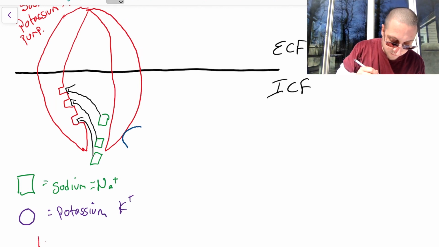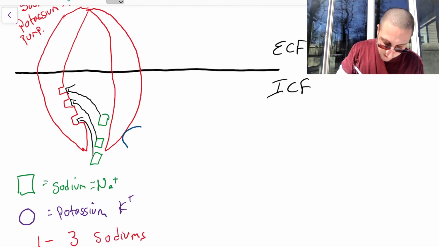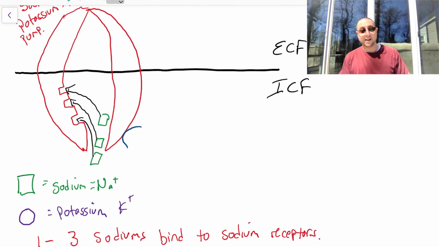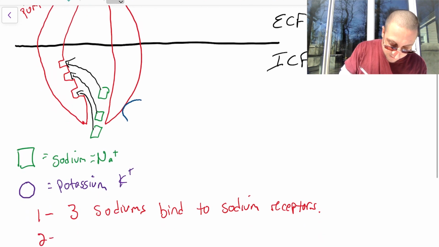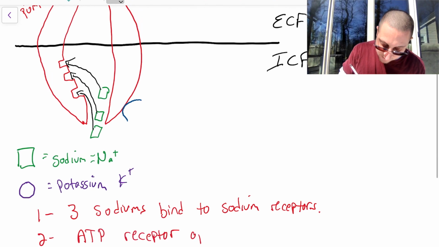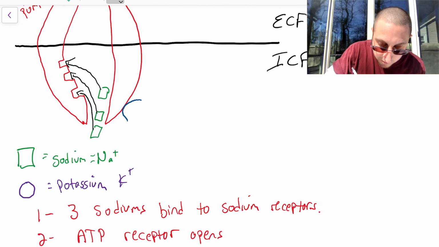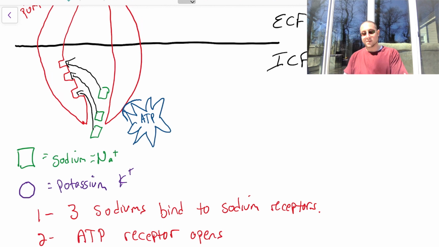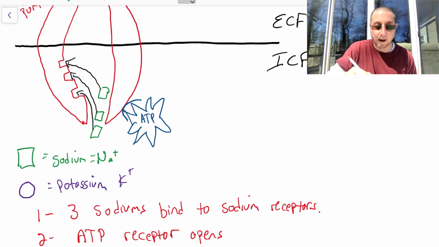So we're going to put some notes here. Step 1, 3 sodium bind to sodium receptors. Look at that. I said I was going to be referring to sodium as Na from now on, and I didn't. I meant to. So what happens after that? 2, an ATP receptor opens. So let's draw that. We'll use that over there, and we'll have ATP. And so that is going to open up, and ATP is going to bind.